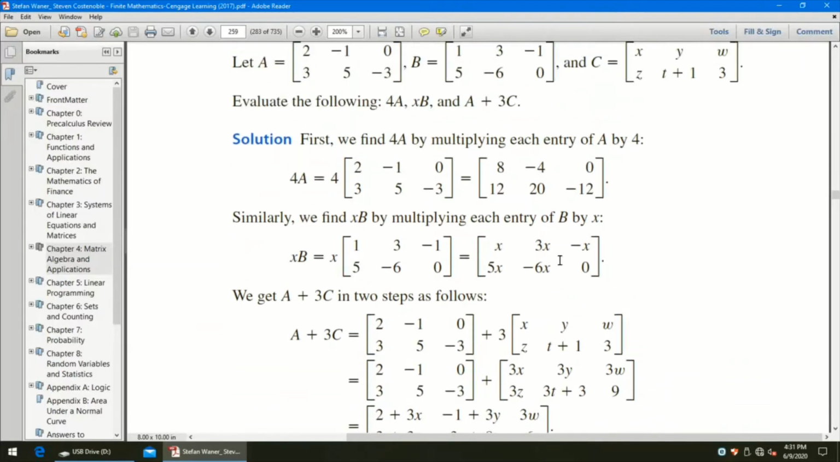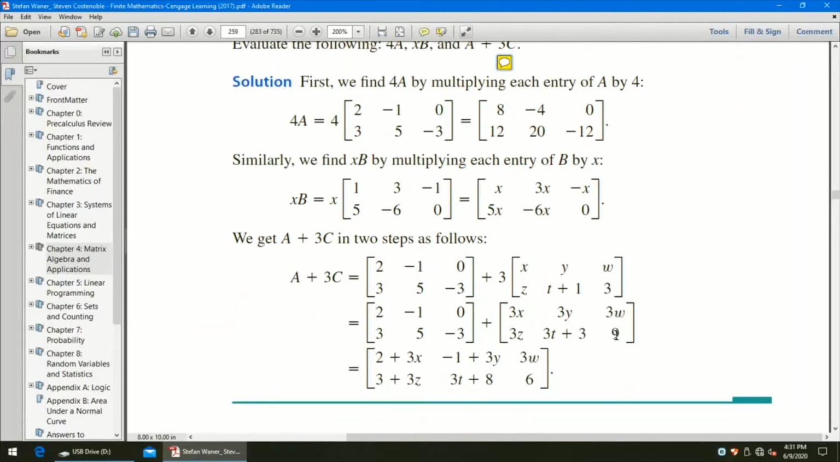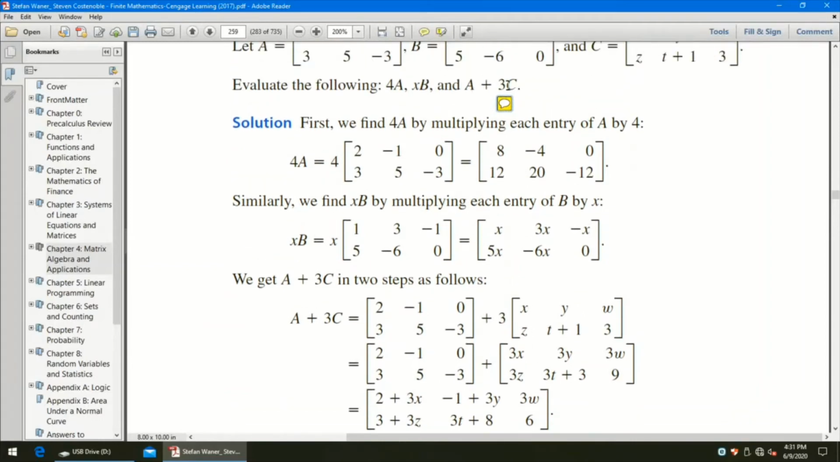So now they've actually asked you to find out A plus 3C. First of all, we're going to be multiplying C with 3: 3X, 3Y, 3W, 3Z, 3T plus 3, and 9. So it's 3C with all these values, and then you add it with A.